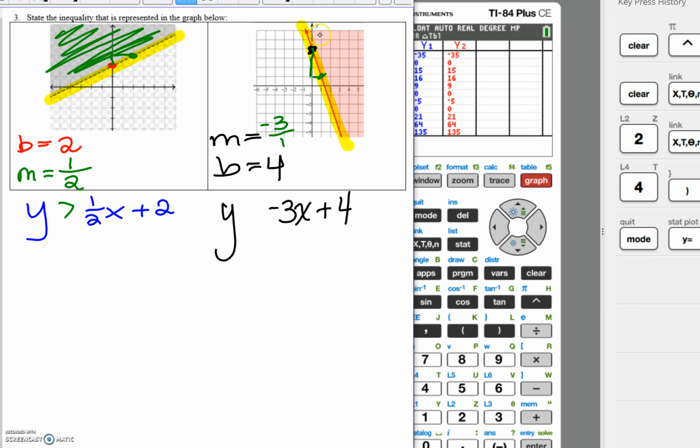So that's a solid line, and it's shading above. So again, above means greater than. And because it was solid, we're going to put the line underneath to represent or equal to.